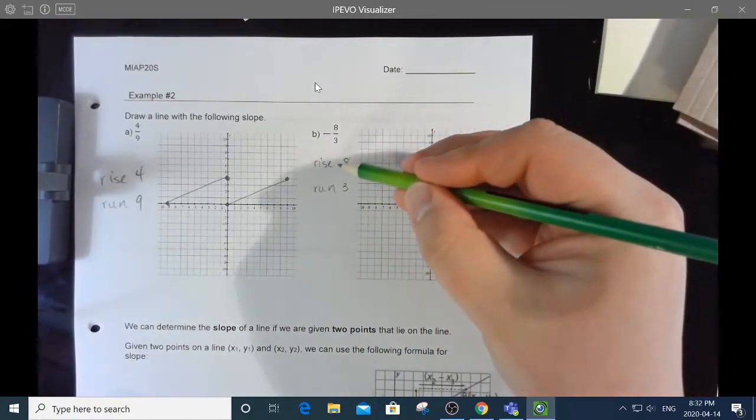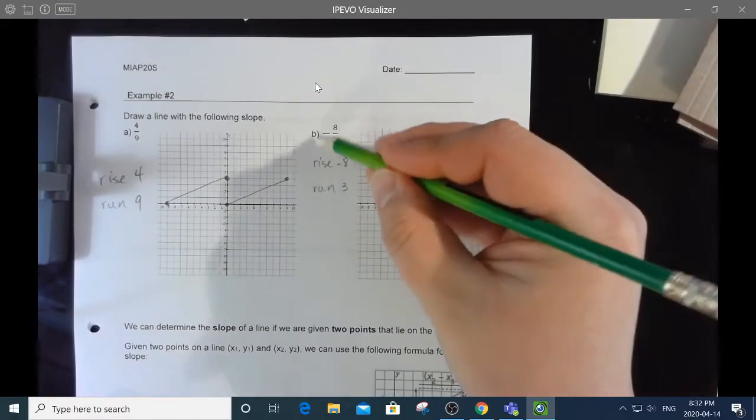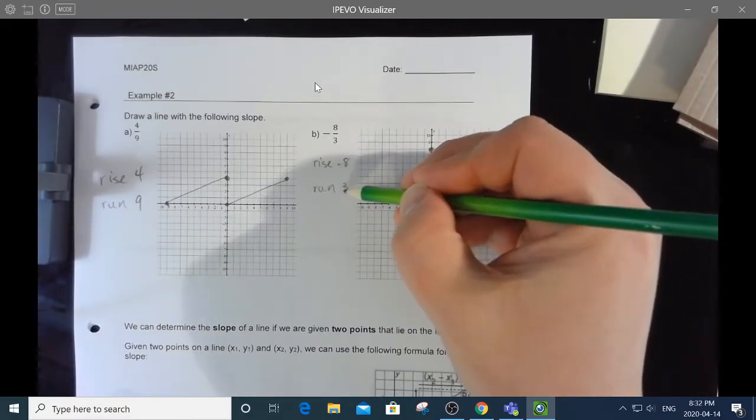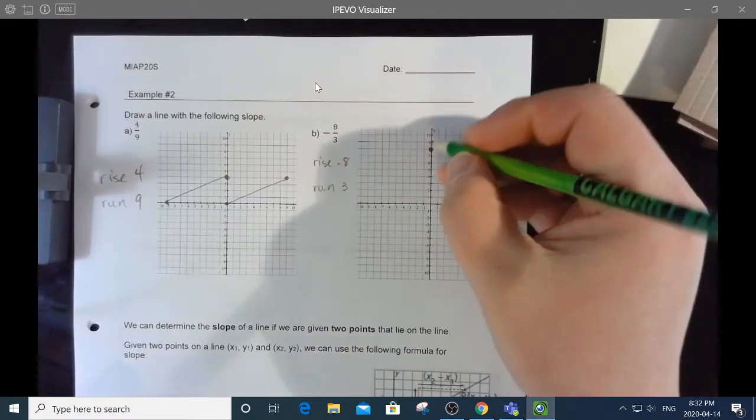Notice, if I say rise is negative, run has to be positive, because I need this to be a negative number, and a negative divided by positive is negative. So I can go down 8 and over 3.